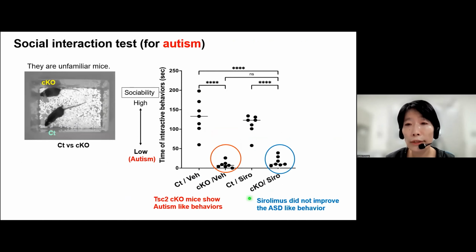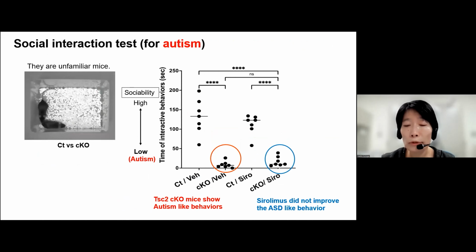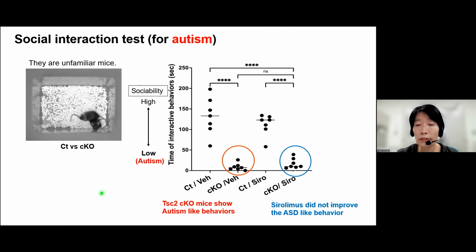Next, we evaluated the social behavior. In this social interaction test, we put 2 mice in the same cage. They are unfamiliar mice. We examine the time when a mouse approached another mouse. In the graph, shorter times indicate less sociability and autistic tendencies. The cKO mice, in red, had very short approach times. That is, they exhibited autism-like behavior.